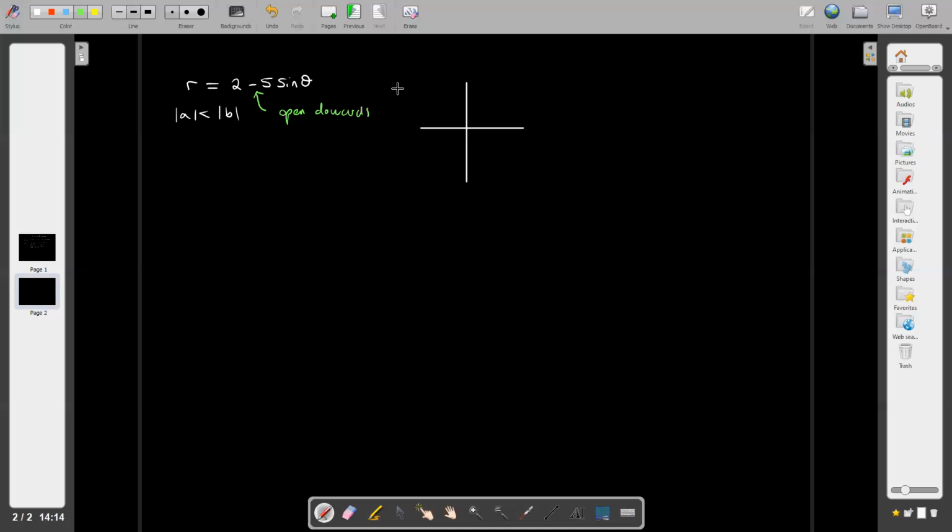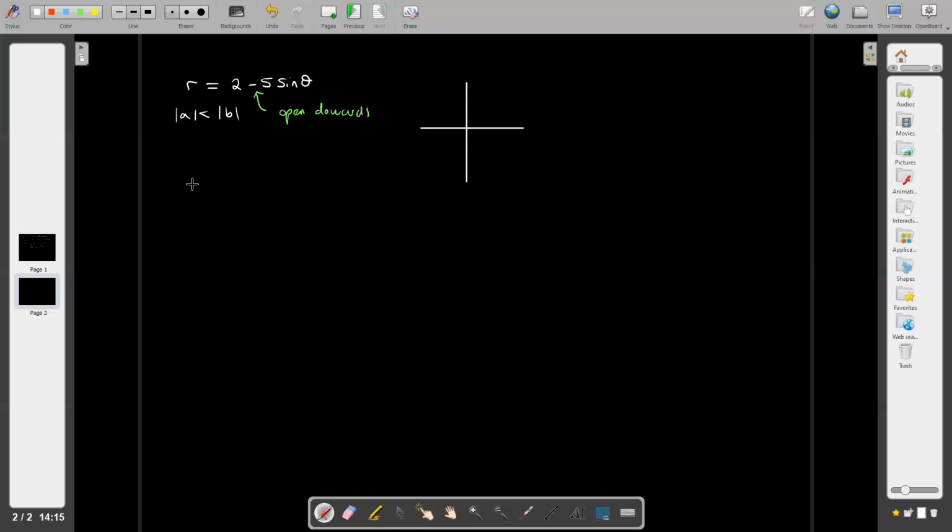Okay, so it's going to be an inner loop limacon that opens downwards. So it's going to have this general form where it's like a loop here and an outer loop here. So let's decide which way round the green part's going to be and which way around the red part, where green is where R is positive and red is where it's negative.